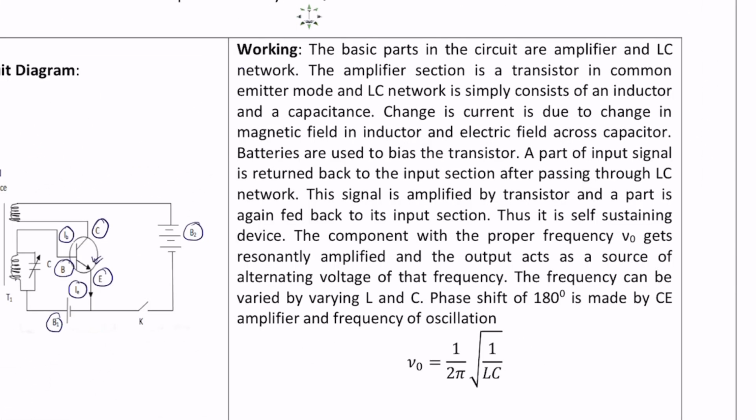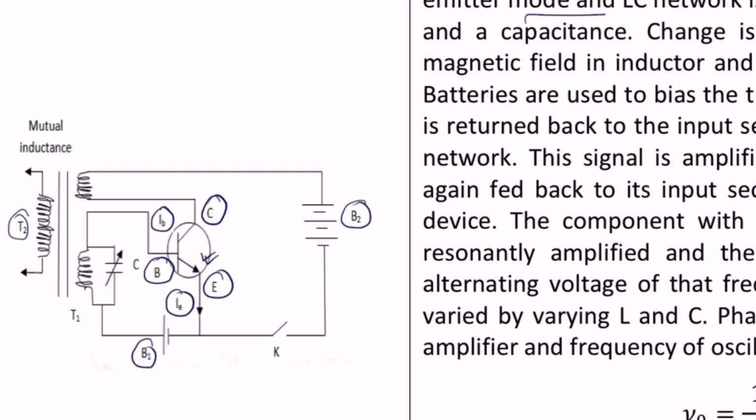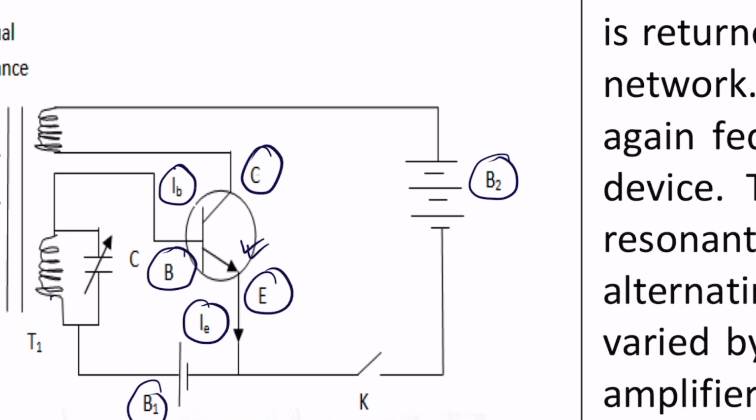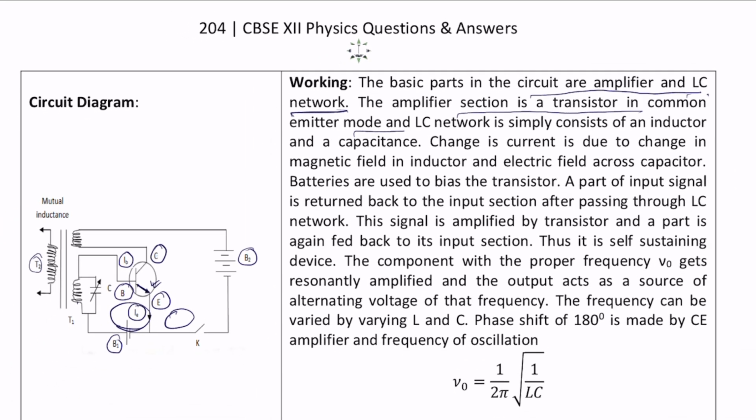The basic parts of the circuit are the amplifier and the LC network. LC network means inductance-capacitance network. The amplifier section is a transistor in common emitter mode. Why common emitter? If you see the circuit, this is the emitter. This emitter is common to the input circuit as well as this circuit. That is why it is called common emitter. And the LC network simply consists of an inductor and a capacitor.